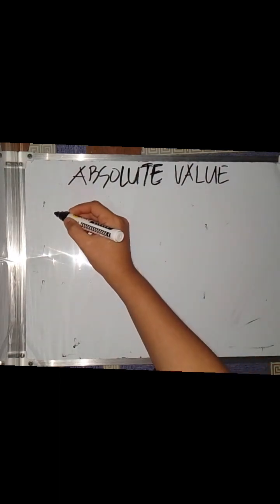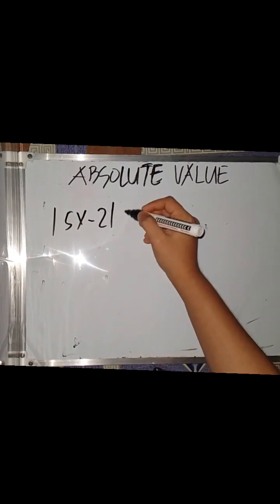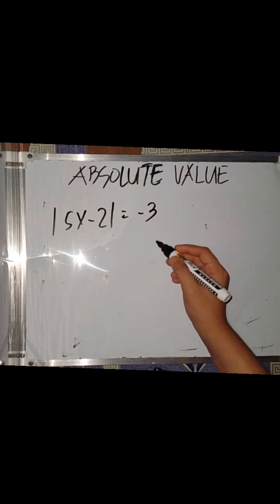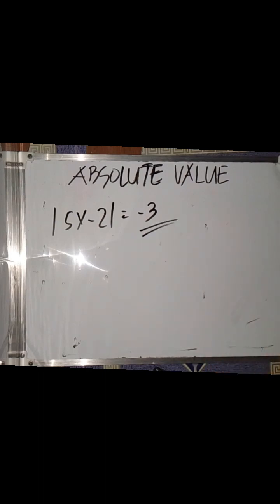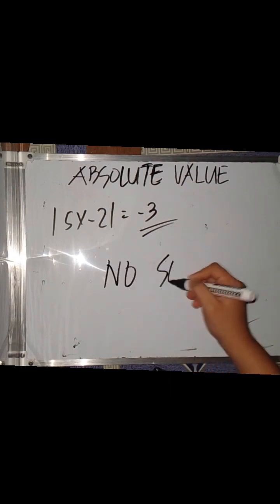Another example, let's take a look at this one: the absolute value of 5x minus 2 is equal to negative 3. What's the solution? The absolute value function can never be equal to a negative number, as I have said earlier, that the absolute value of a number can never be negative. So in this one, there will be no solution. It can only equal 0 or a positive number, but never negative. So no solution.